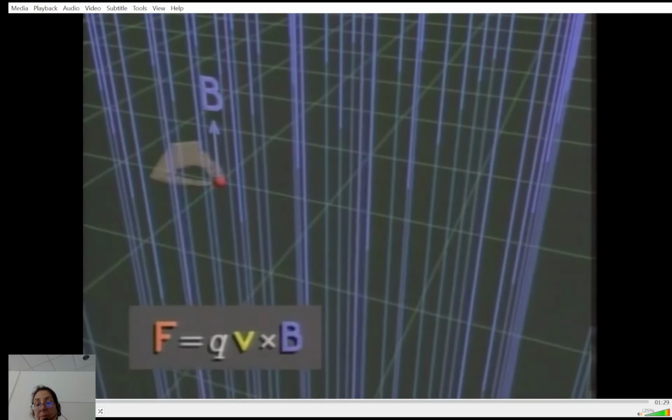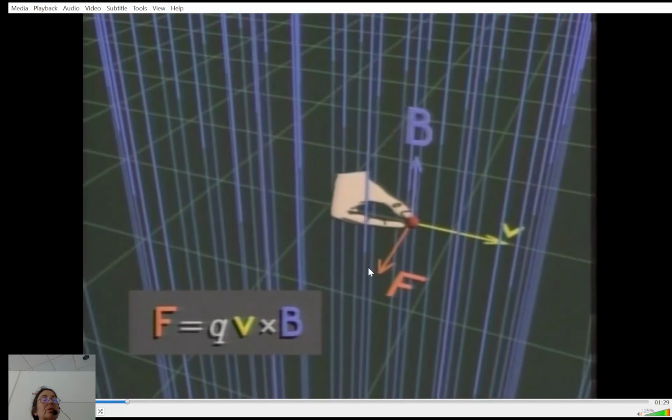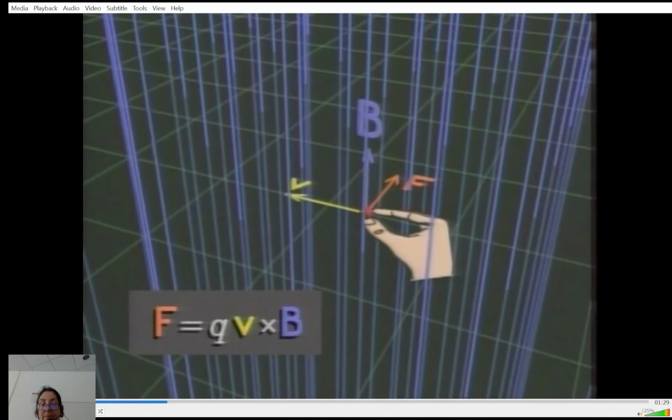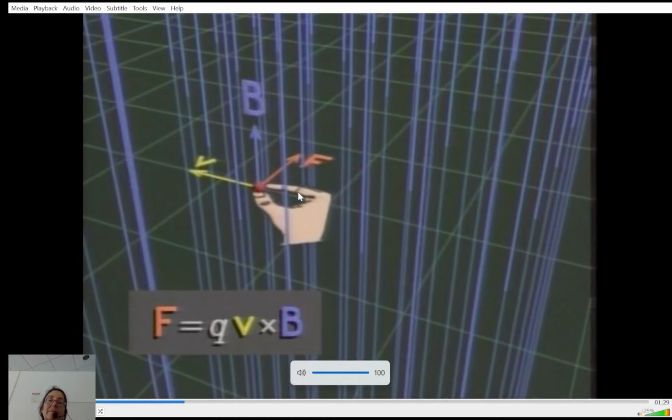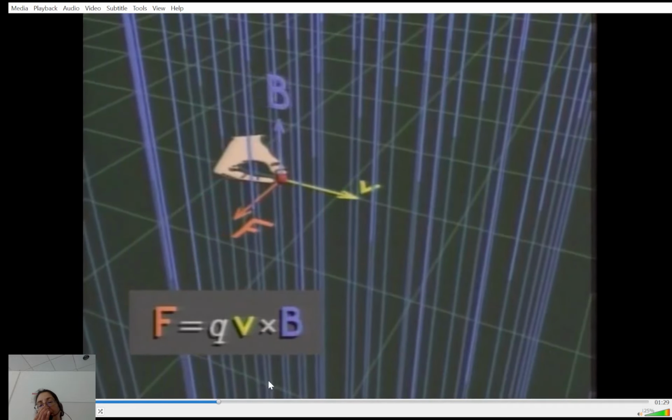However, if the electric charge is in motion, there's a magnetic force called the Lorentz force. It's perpendicular to both the field and to the direction of motion of the charge. The force is conveniently expressed using the vector cross product. So that's calculus, so you don't have to worry about that. But you see, the force has to be perpendicular to both the magnetic field and the velocity. So that's why we use our right hand, because it makes X, Y, Z. It's like a coordinate system.